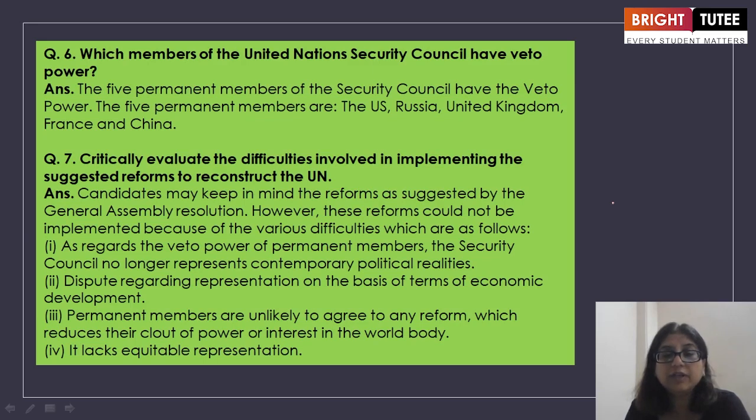Critically evaluate the difficulties involved in implementing the suggested reforms to reconstruct the United Nations. Candidates may keep in mind the reforms suggested by the General Assembly resolution. However, these reforms could not be implemented because of various difficulties, which are the veto power of permanent members, the Security Council no longer representing contemporary political realities, disputes regarding representation on the basis of terms and economic development, and permanent members being unlikely to agree to any reform which reduces their clout or interest in the world body. It also lacks equitable representation.